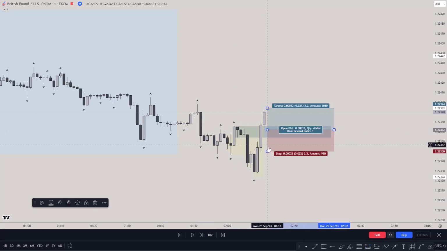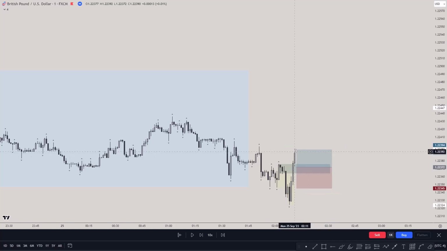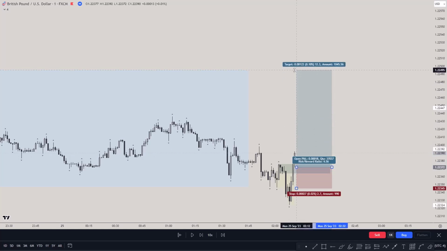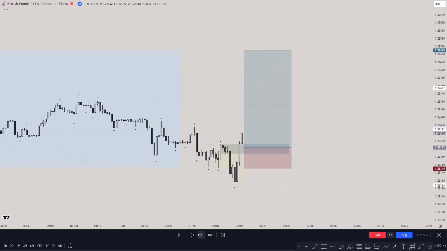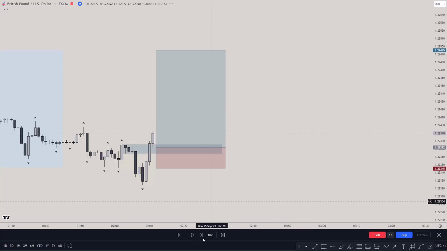So somewhere in here, stop loss would be below this low of a candle, or you could put it right here. But I'm going to put it right here just because this is a breaker and fair value gap. And I'm going to target the Asian high. That's a 4-1. If we go to the 5 minutes, is there a fair value gap here? There's nothing. So there's nothing on the 5 minutes.